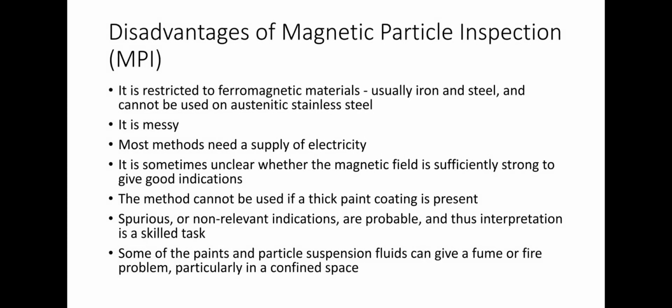There are some disadvantages also. It is restricted to ferromagnetic materials, usually iron and steel, and cannot be used on austenitic stainless steel. It is messy. Most of the methods need a supply of electricity. It is sometimes unclear whether the magnetic field is sufficiently strong to give good indications. The method cannot be used if a thick paint coating is present. Spurious or non-relevant indications are probable, and thus interpretation is a skilled task. Some of the paints and the particle suspension fluids can give a fume or fire problem, particularly in confined spaces.